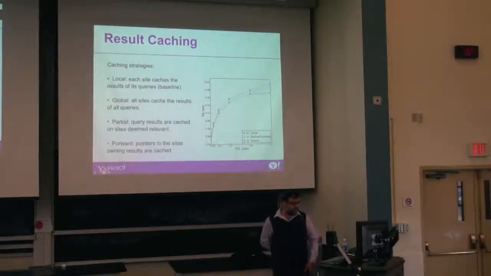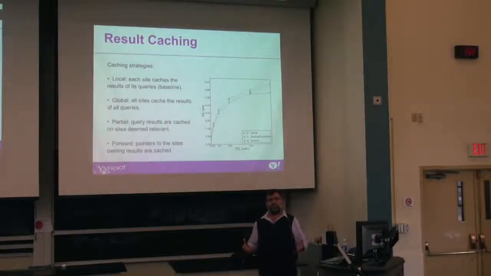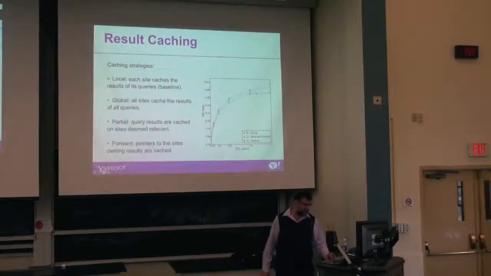Partial: the query results are cached on some sites, and forward: we point to other sites that own the result in the cache. That's still faster than trying to process the query in a server. So here you have the results. Global, of course, is the best, local is the worst, and then partial forward is in the middle, and resource-wise it is much more convenient, so we can use that and we don't lose too much.